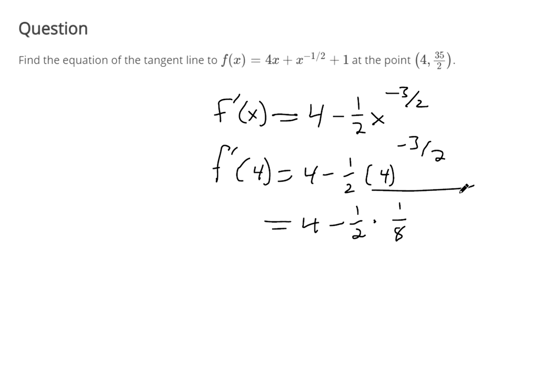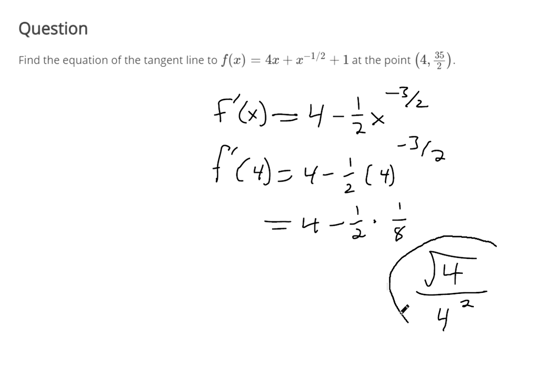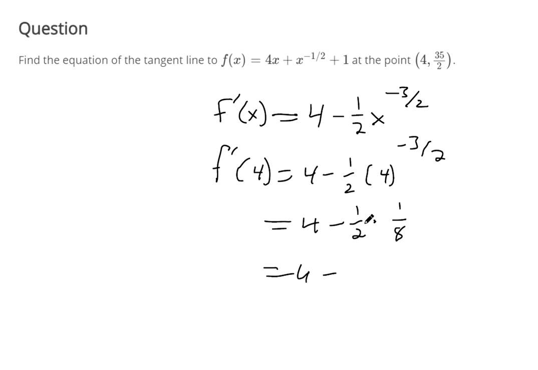And if you want to know how you could think of 1/8, that's the square root of 4 over 4 squared, right? Because the powers subtract. So power of 1/2 subtracted by 2 makes negative 3/2. And if you evaluate this, it's 1/8. Let's see, so we got 1/2 times 1/8, that makes 1/16. So this is 3 and 15/16. So that's the slope.